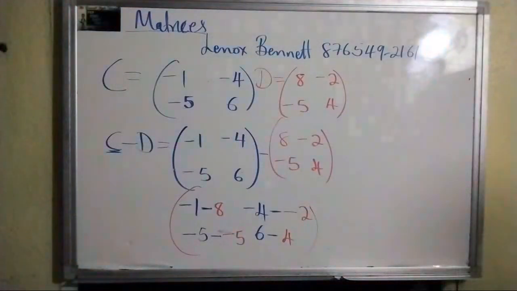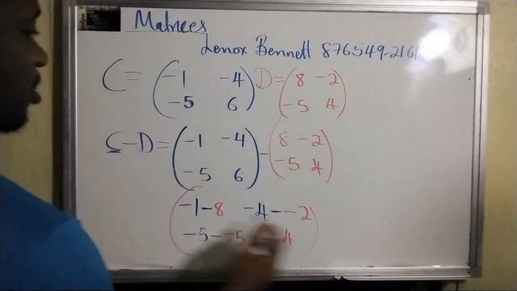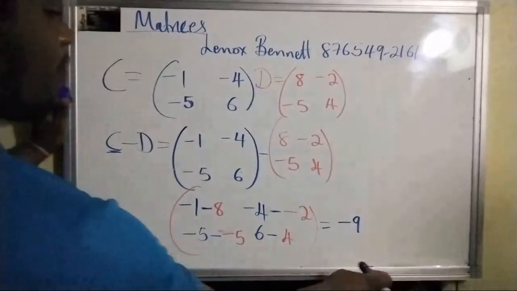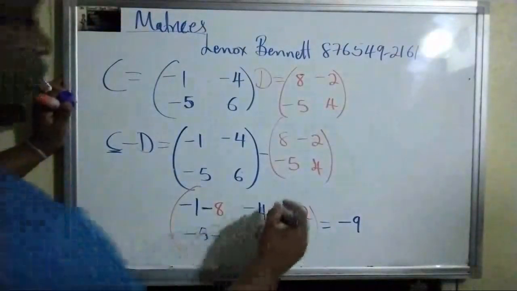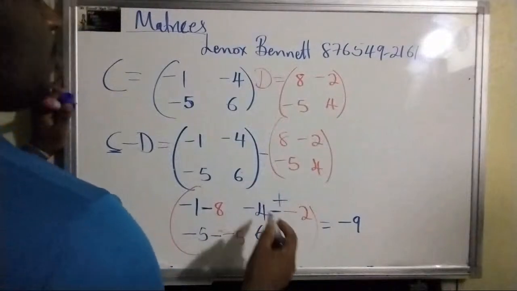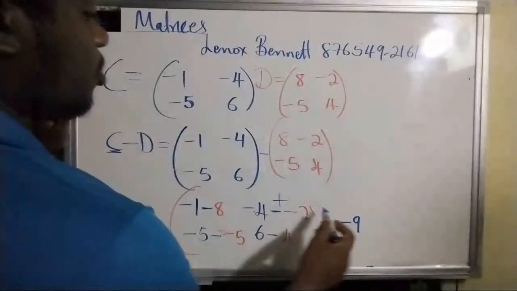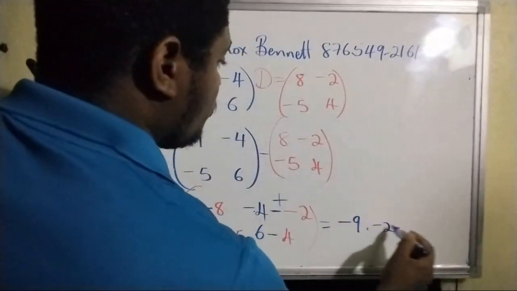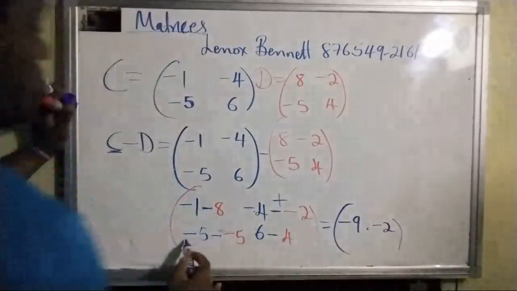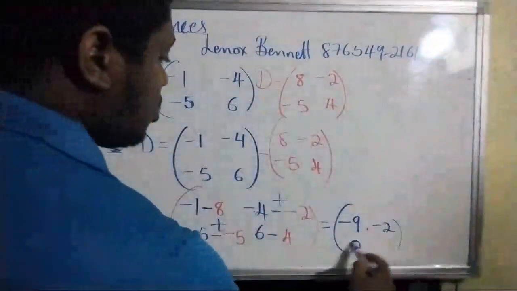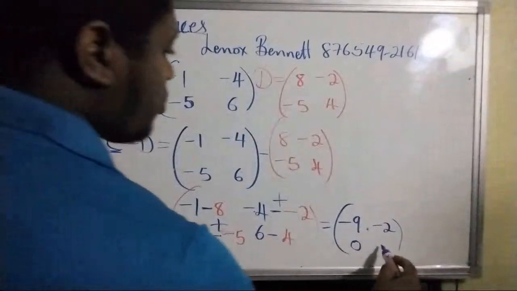Alright? So we have negative 1 minus 8. That will give us negative 9. Why? Because both of them are negative. And then now this becomes a positive. 2 negatives give us a positive. So we end up with negative 4 plus 2, which is negative 2. Alright, and then we have both, this becomes a positive, so this would give us 0, and 6 minus 4 is 2.